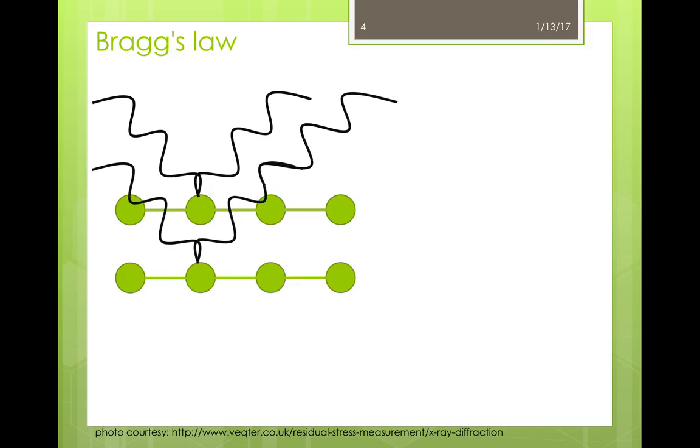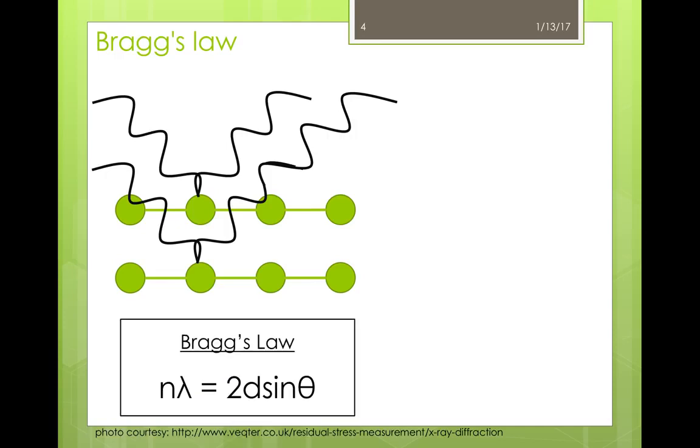In 1912, W.L. Bragg discovered the relationship between the wavelength of an X-ray and the angle of diffraction and the distance between the internal planes of a crystal. And this is Bragg's law. The wavelength, lambda, is proportional by an integer n to 2 times the spacing between the planes, d, which is multiplied by the sine of the diffraction angle, theta.